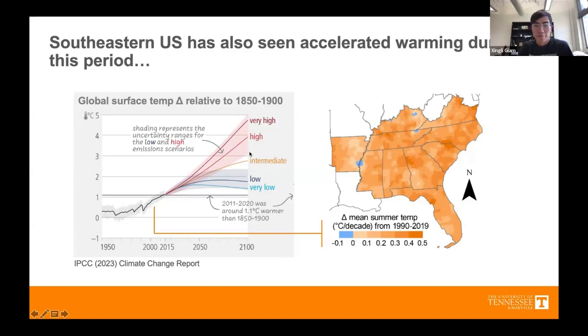And based on the different scenarios, the different routes that we take and the different policy choices that we make regarding decarbonization or continuing through business as usual, global surface temperatures might increase by up to 5 degrees relative to the last century. And in the Southeast, we have seen this change from 1990 to 2019. I collected weather data from the different counties in the southeastern US, and we see that per decade there's been up to half a degree increase in just the mean summer temperature. So we are not immune from this warming trend.